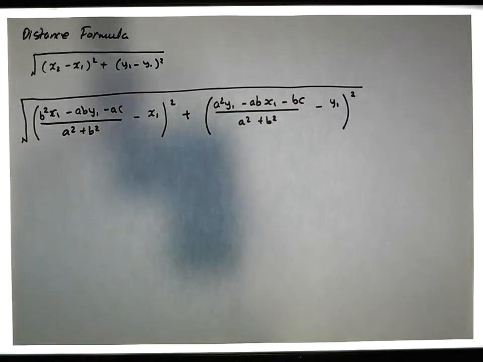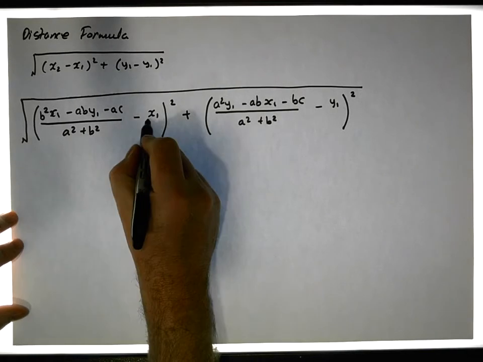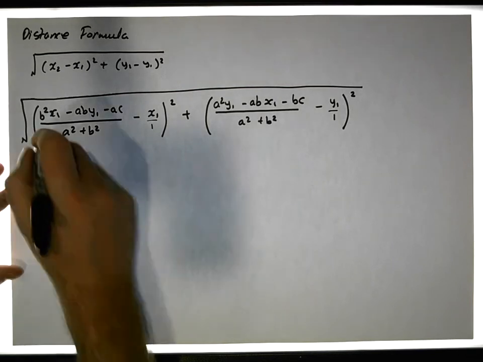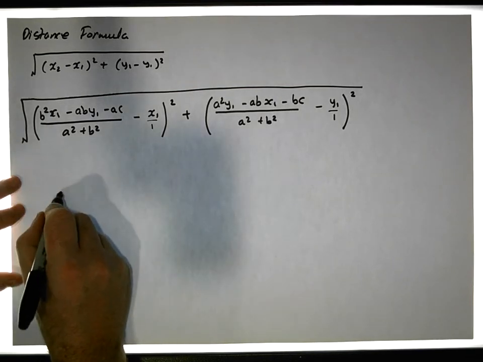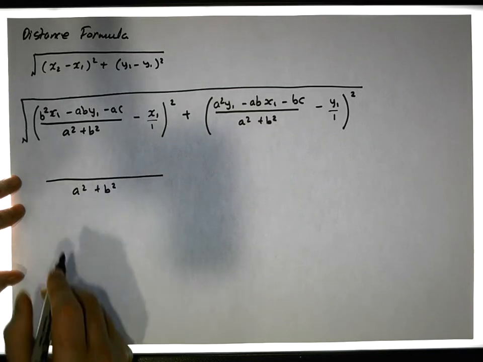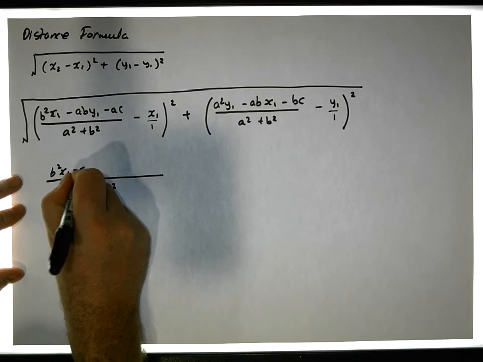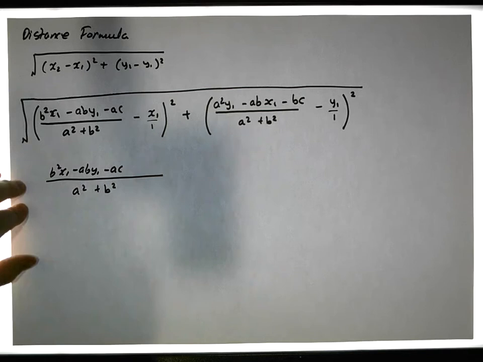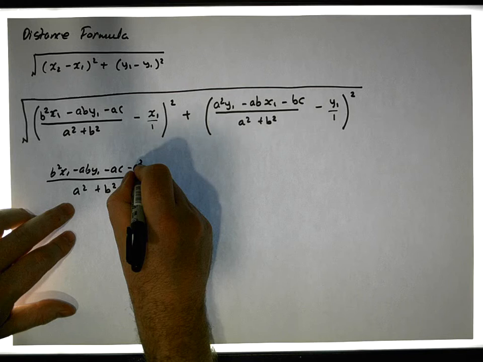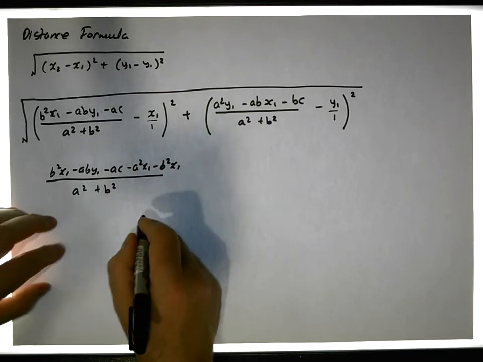What I'm proposing we do is just look inside the brackets first. There's a common denominator here. Don't forget that's over a 1, and this is over a 1. So the common denominator is a squared plus b squared. So inside the brackets this is going to become: this into that goes once, so we're left with b squared x1 minus ab y1 minus ac, and it's minus x1 times this, so minus a squared x1 minus b squared x1. Brilliant, and that needs to be all squared.